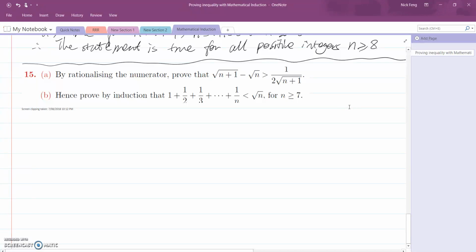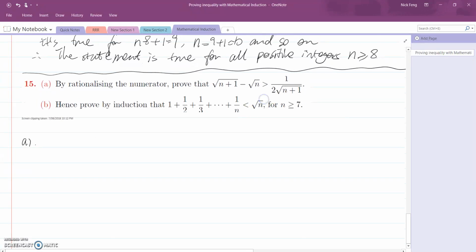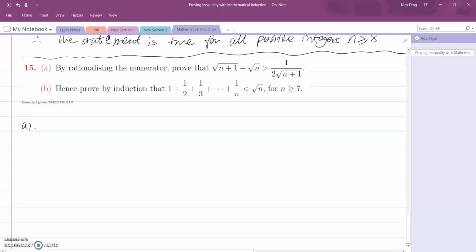Alright, now, first part. We need to prove not with induction. This is general proof of inequality. That's why it can be very difficult. So we're trying to prove root n plus 1 minus root n is greater than something. That is, it gives us a hint. So therefore, now we need to rationalize the numerator.